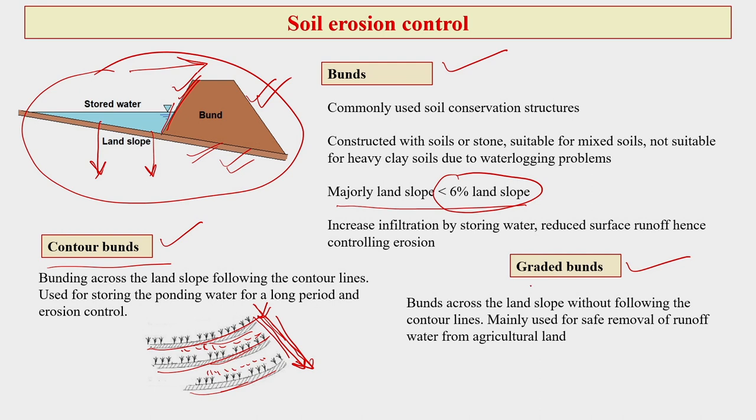Next come graded bunds. Graded bunds are again across the land slope, but without following the contour lines. This is the basic difference between contour bunds and graded bunds. Contour bunds follow the contour lines; in case of graded bunds, they don't follow the contour lines. These are mainly used for safe removal of runoff water from the agricultural land. Often you will find that in areas where floods are very recurrent and where there is a lot of rice cultivation, graded bunds are often used.